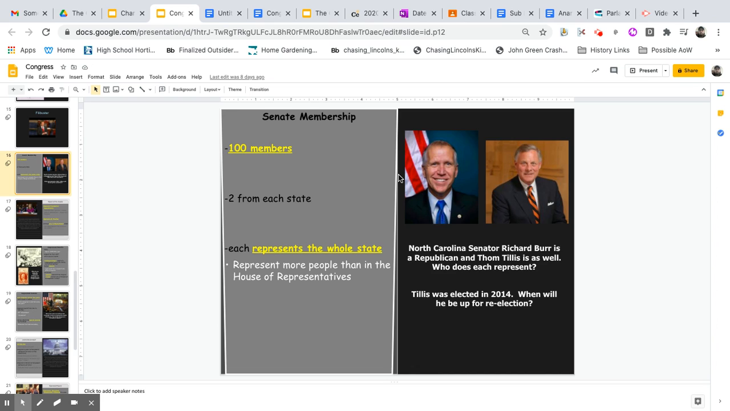And like I said, they are staggered in how they run. So Tillis was first elected in 2014. He just got reelected in 2020. So these are your two senators. Burr is going to retire in 2022, but these will be your senators for the next 2 years.